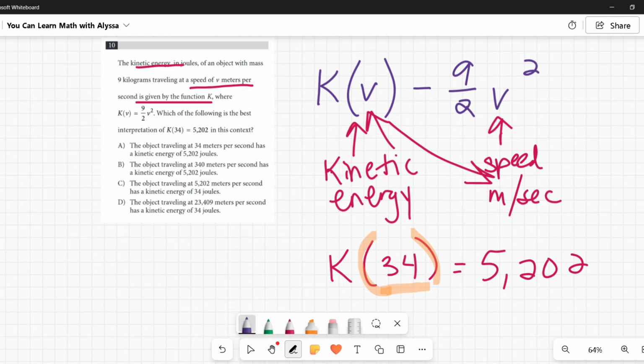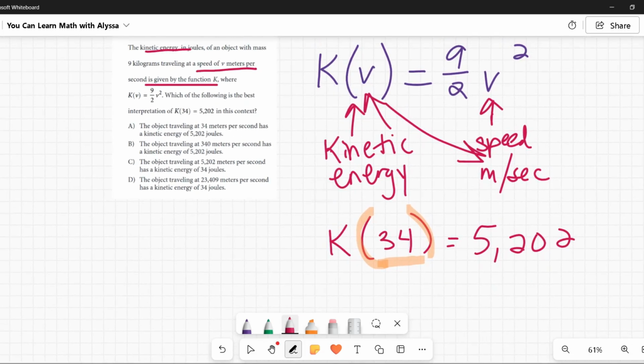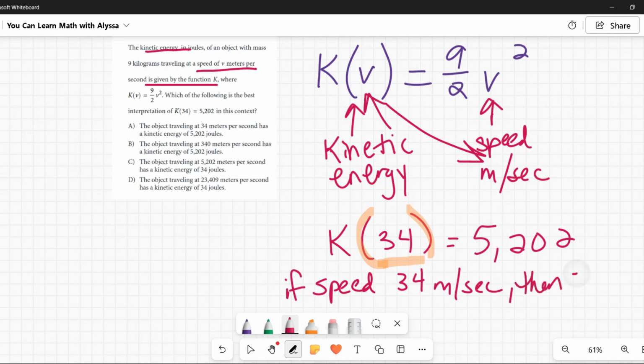All right, so with that in mind, I'm looking down at this new one that they've given us, K of 34. So I think this means that if my speed is 34 meters per second, then my joules would be equal to 5,202. I would plug in 34 as my v, my meters per second, I would do the math, and I would get my joules. Okay, so speed 34 meters per second, joules 5,202.